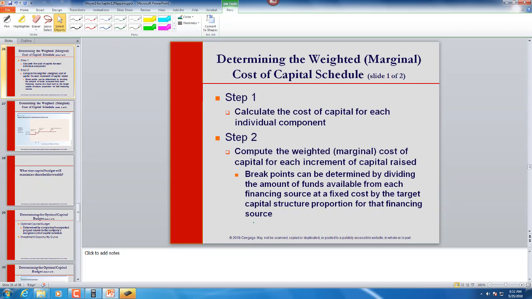How do you calculate the overall weighted average cost of capital? It's simple. Like most systematic methods, you just calculate each component cost and then compute the weighted average cost of capital. Now, what are breakpoints? As you take on more and more debt, the cost of equity goes up, the cost of debt goes up.